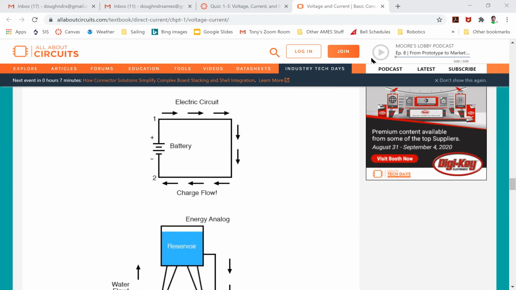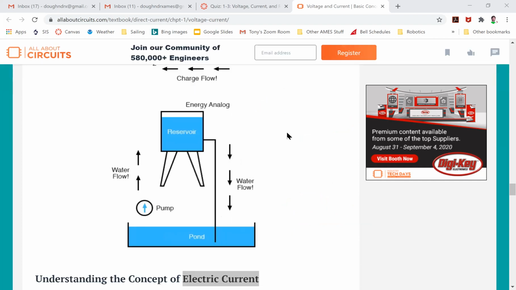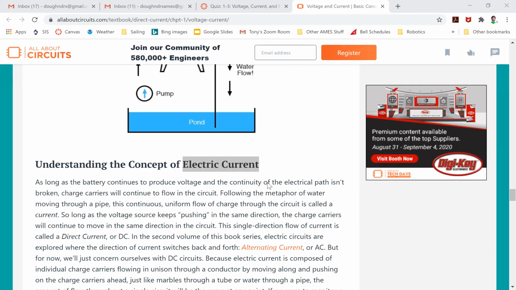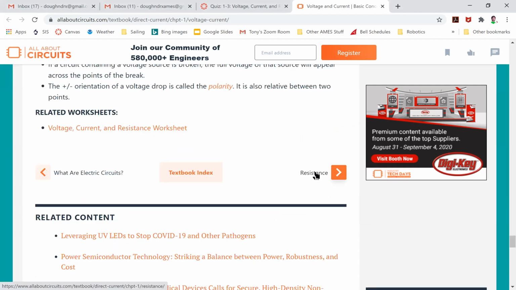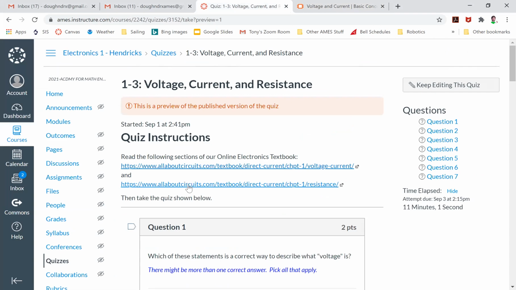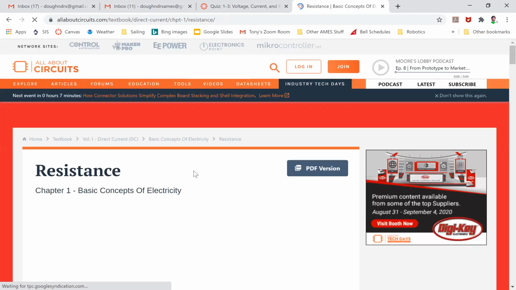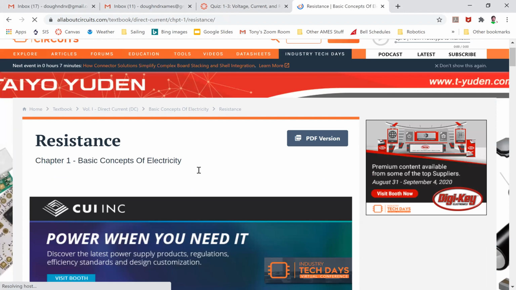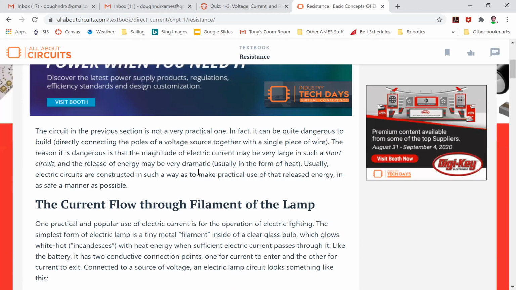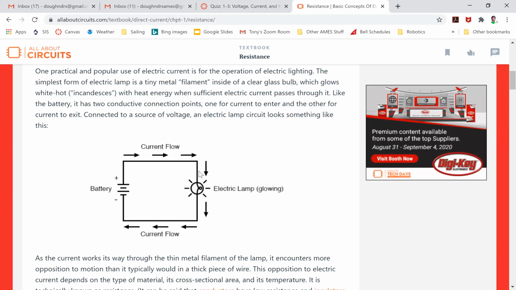All right. Now there's one other quantity that we need to understand, and that is the quantity of resistance. So if we go back to our assignment here, if we click on this link right here, it'll take us to the same place that we get if we click down here. It'll take us to the next chapter in our online textbook, which is talking about resistance. Now, resistance in electricity is kind of like resistance of water flowing through a pipe.